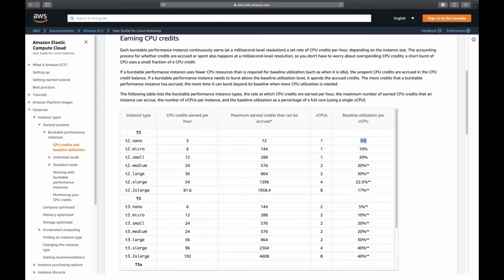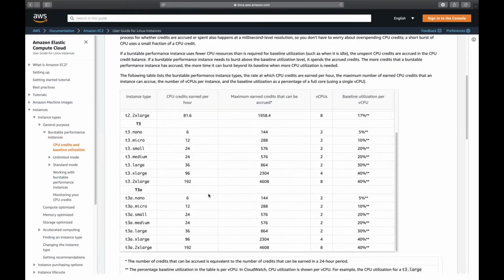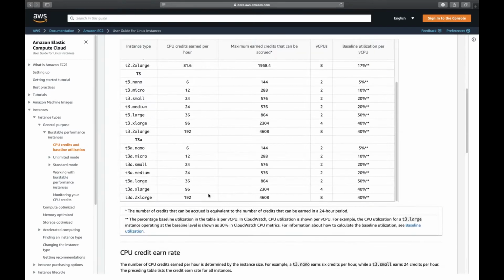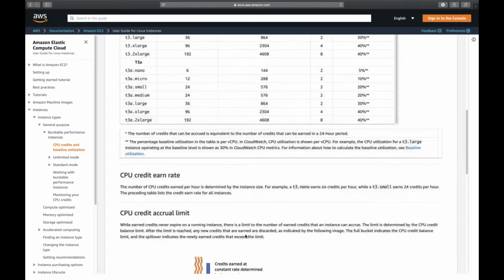So the max I can go is 72 in my particular account, and this is my limitation. So it means as soon as I reach 5% of overall CPU utilization, my 1 credit goes down. If I reach 10% based on this, so this is what the concept is. Okay, then there is an asterisk, and you need to understand it.